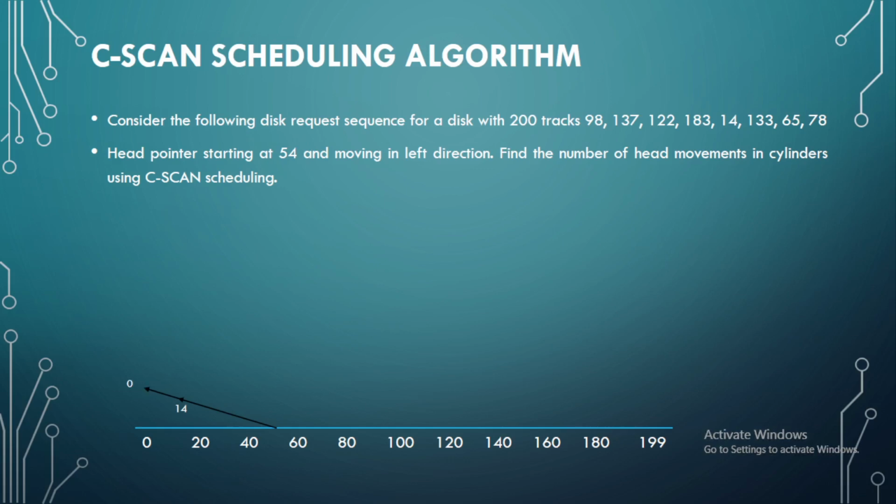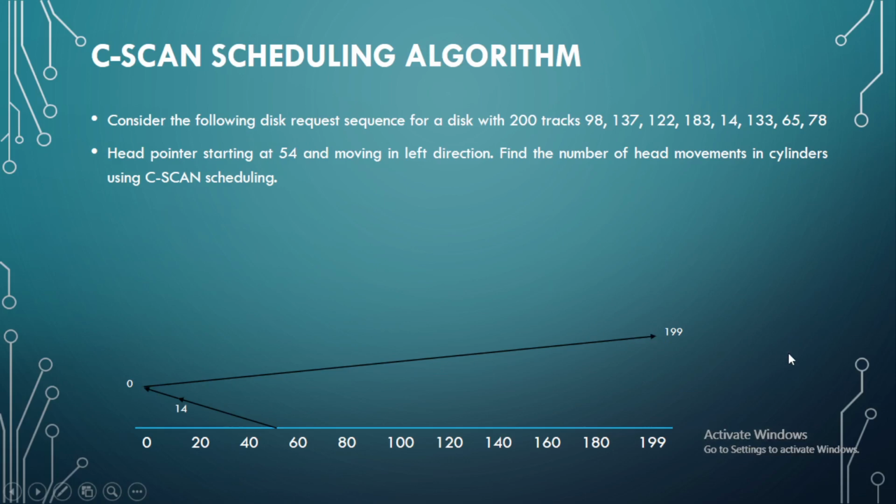Now the left direction is completed. In the opposite direction, it is not going to service any request. It skips the entire circular span. From 0 to 199, it won't satisfy any request. From one end to the other end, no requests are satisfied. Again, from the left direction only, the requests are going to be satisfied.